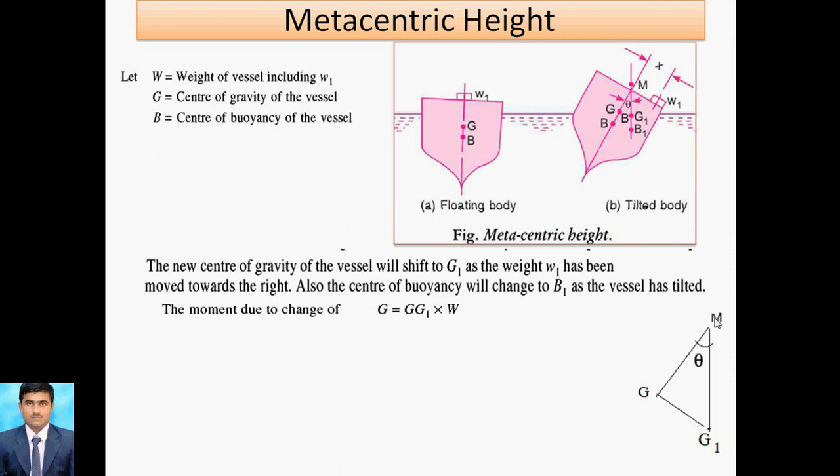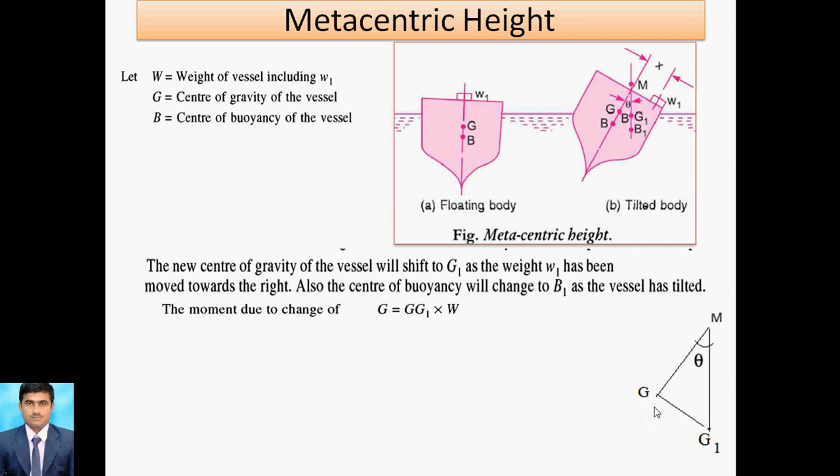The metacenter is formed because the oscillating moment takes place, and the oscillating moment takes place because of this W1. So that's why we take capital W, which includes W1. We take the moment against this GG1, because it is the shifted distance.